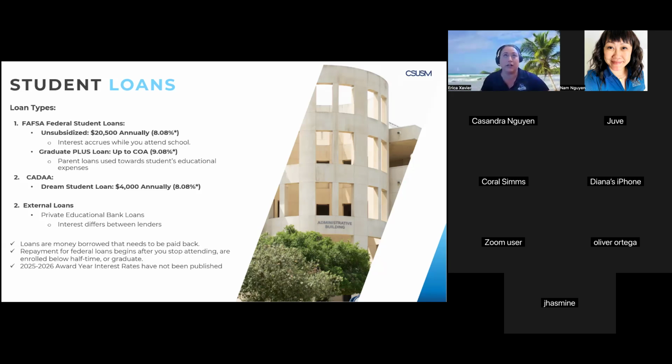We generally recommend that you utilize your federal student loans before you take a look at those alternative loans. But ultimately it's up to you. And we would just recommend that you borrow responsibly and you look at the terms of those alternative student loans because they typically end up being different than federal student loans.